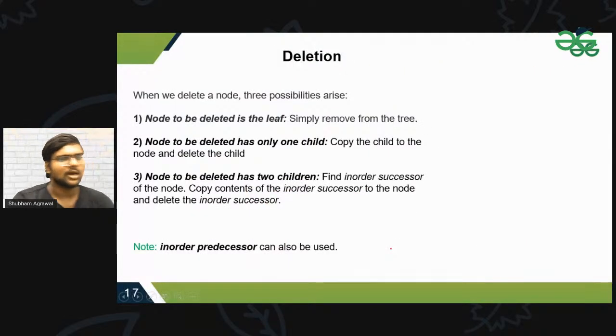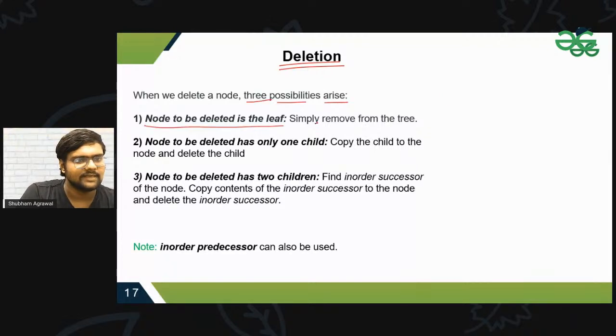Now let's see how we can delete a node in a binary search tree. First let's see the algorithm. In this we have three possibilities. If the node to be deleted is a leaf, then we will simply remove it from the tree. If the node to be deleted has only one child, then we will copy the child to the node and delete the child. The third case is a little bit complicated: if it has two children, then we have to find the in order successor.